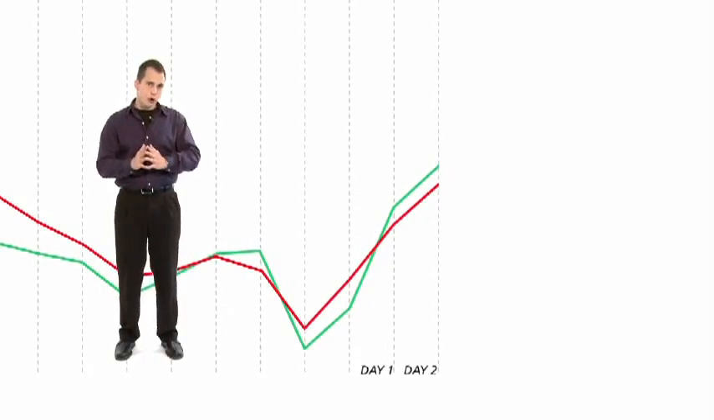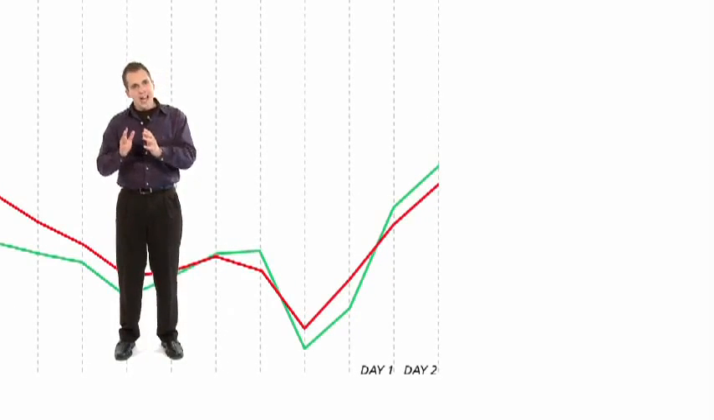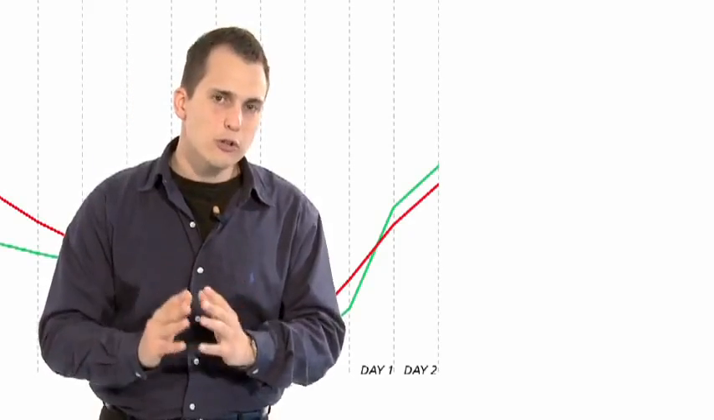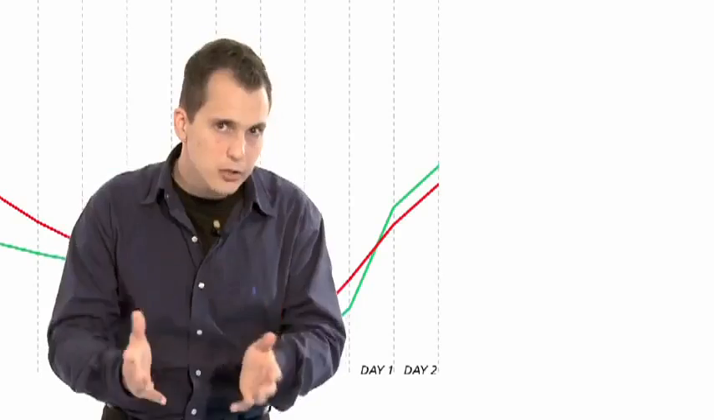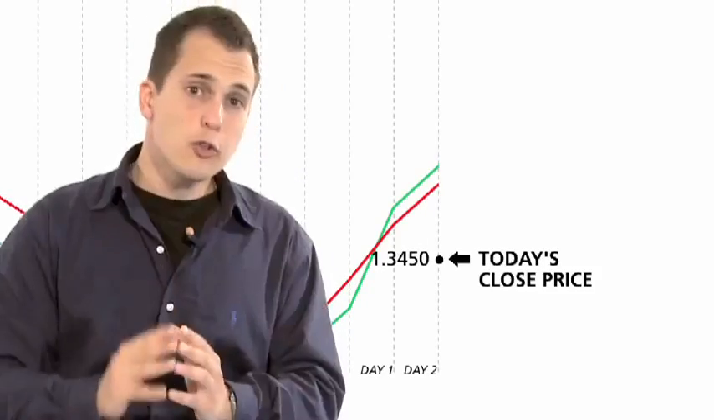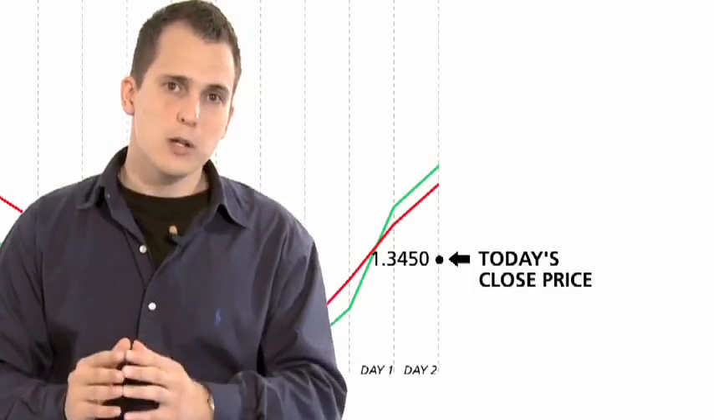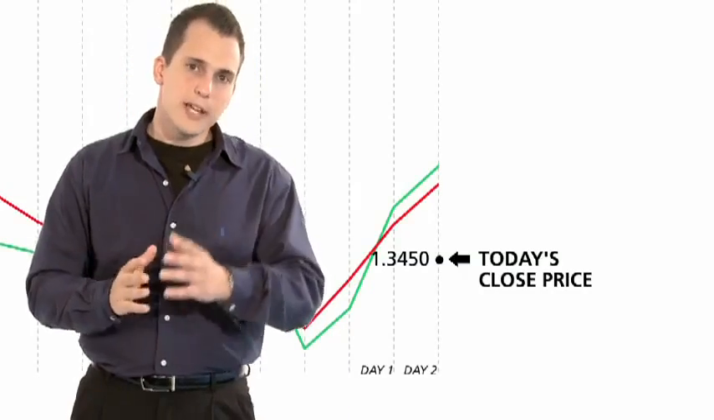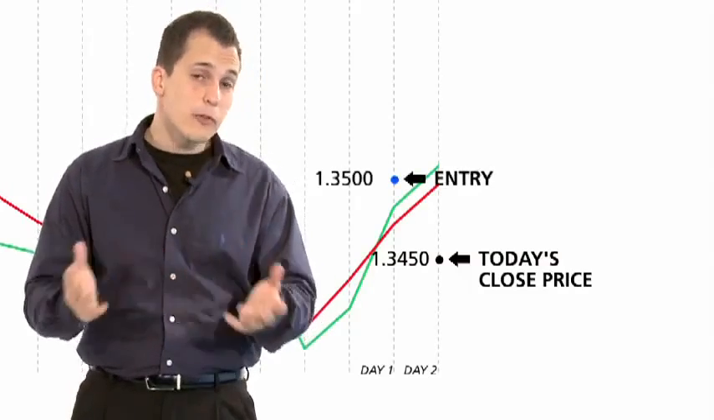If the lines have crossed, we would get out. If the lines haven't crossed, we would stay in. So in this case, you can see that the lines have not crossed, and we would stay in the trade. We would now update the price to see where we're up to, and the closing price of this day is 1.3450. What you may notice straight away is that we're down on this trade.